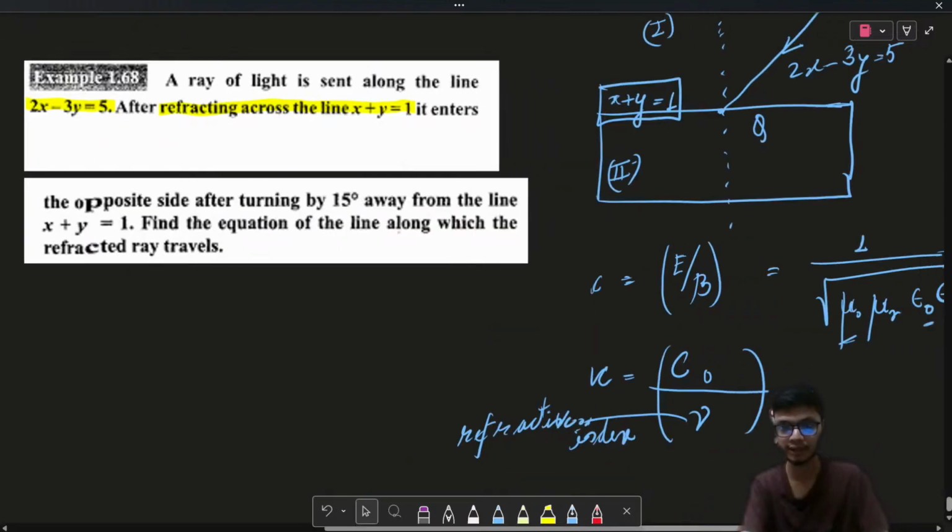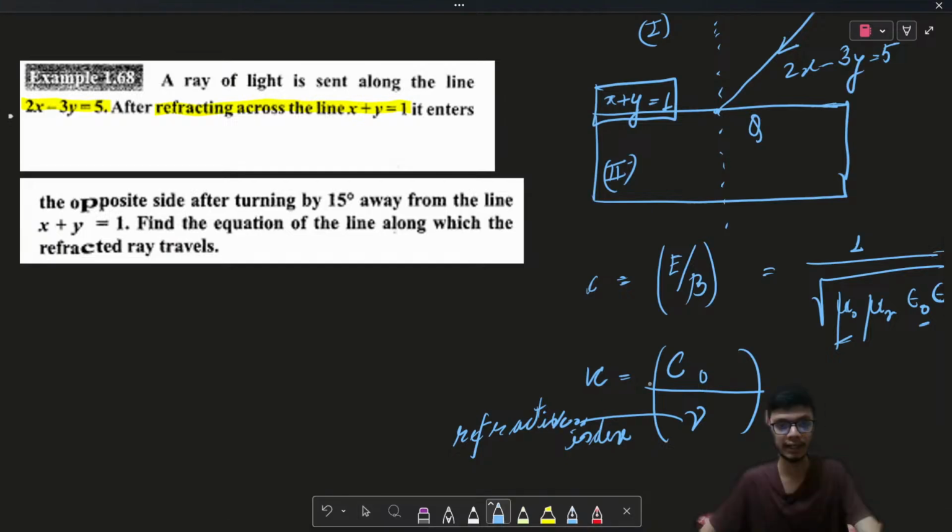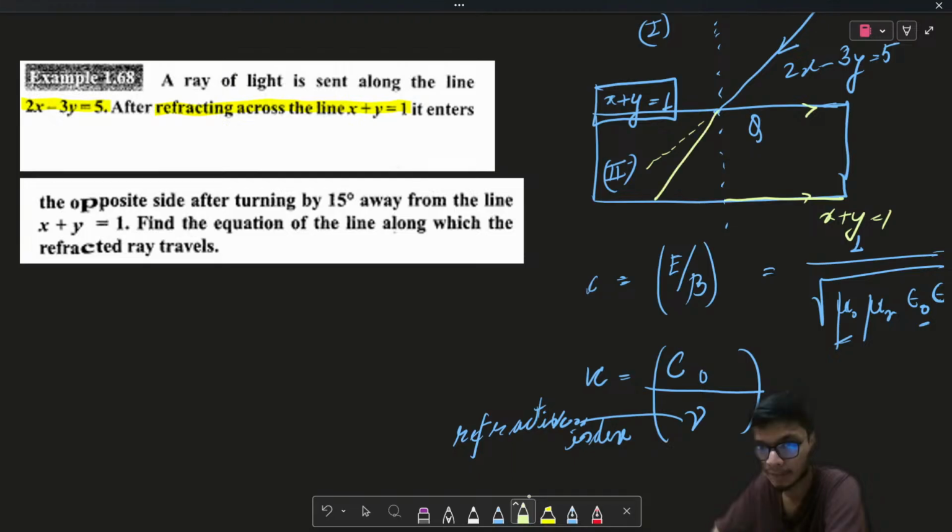But this is a bit of physics over here, right? Now, it enters the opposite side, so this side will also have the same kind of equation, because these are parallel lines of a rectangular glass slab. It is saying that it comes out and enters the opposite side after turning by a 15-degree angle, right? It was going straight, but because of refraction it will have turned by some angle, and this particular angle is given as 15 degrees. So you have to find the equation of the line along which the ray would travel.